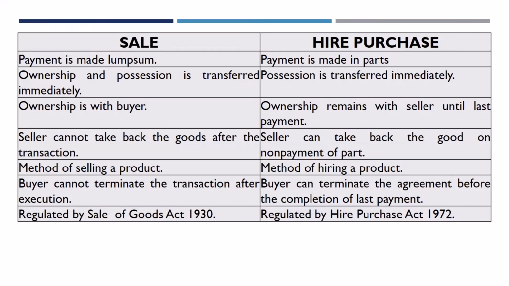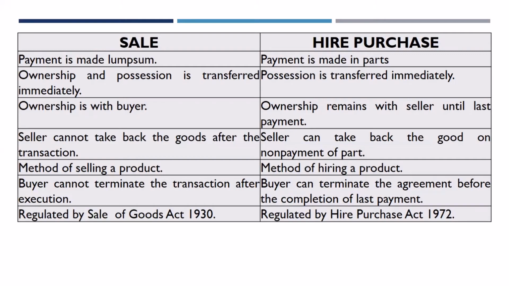Now, sale, please remember, it is a method of selling a product. Hire purchase, it's a method of hiring. It is a method of renting a product. Okay, so if you notice, each of the part payments that is made by the buyer to the seller is more or less like a rental. So the transaction gets completed only when the complete payment is made. The buyer cannot terminate the transaction once it has been executed. Once the transaction has been executed, there would not be any circumstance where the transaction can be cancelled.